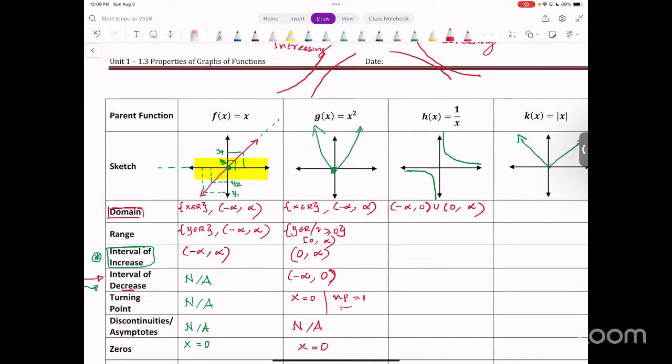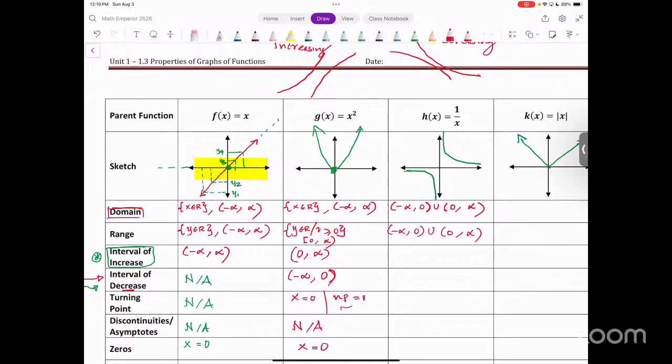All right. Now it comes to range. Can you tell me the range? We're going to stick with the interval notation. Negative infinity and 0, and then that U, and then 0 to infinity. Correct. Because it doesn't take y value 0.